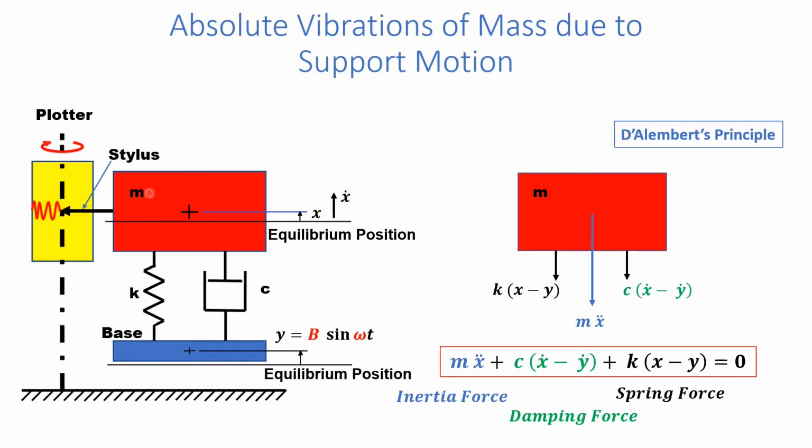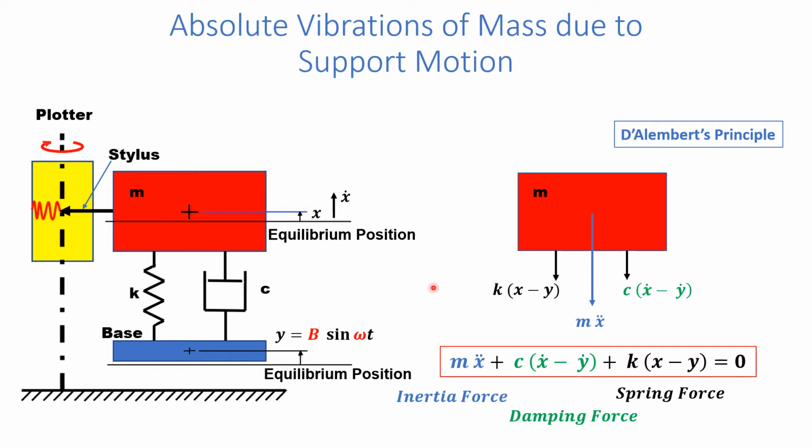Now we will observe the movement of mass m on a plotter with the help of a stylus. The plotter's axis is attached to a common datum, which is the reference for the base as well as the movement of the mass. So basically the plot which we will get is the absolute motion of the mass and is governed by the equation of x, which is to be determined in this topic.